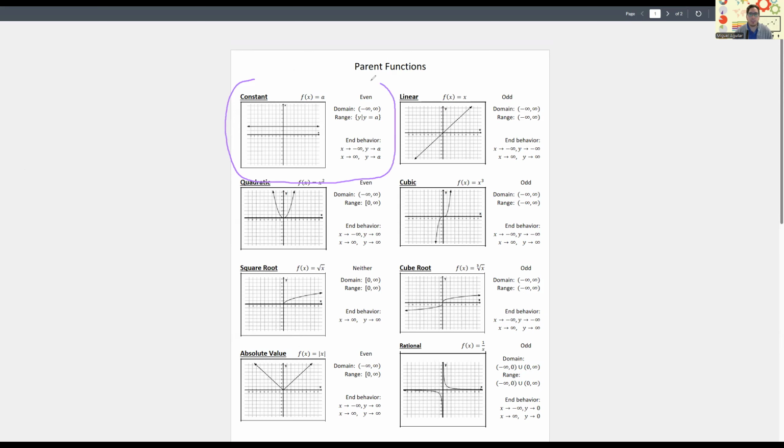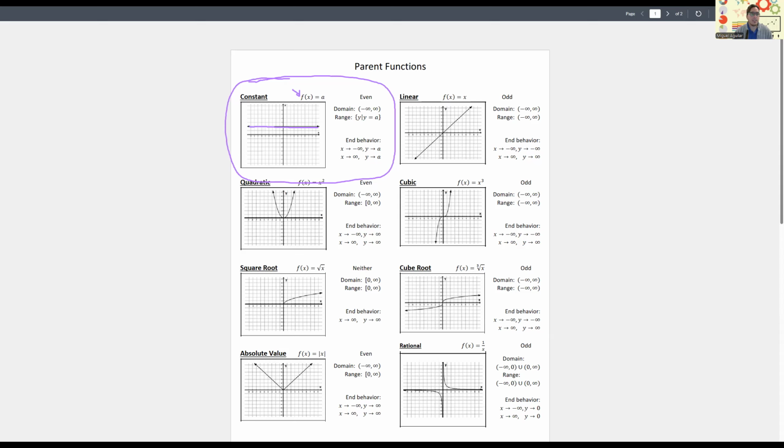So this first piece of information here that I'm circling is called a constant function. A constant function represents a perfectly horizontal line. So if ever you see a graph that's just a flat horizontal line, you're dealing with a constant function. That equation looks something like this. f of x is equal to a, where a could just be a number.